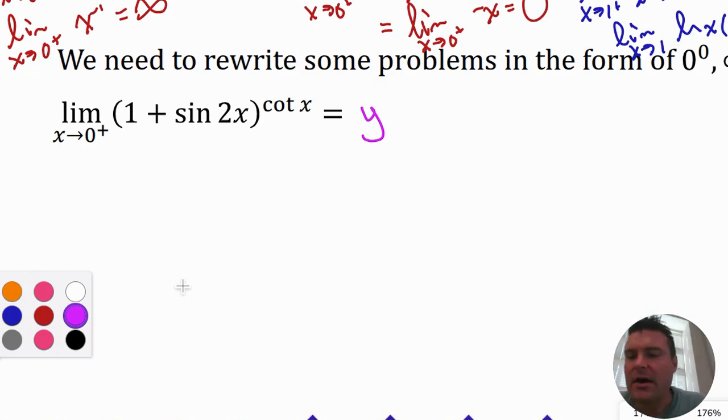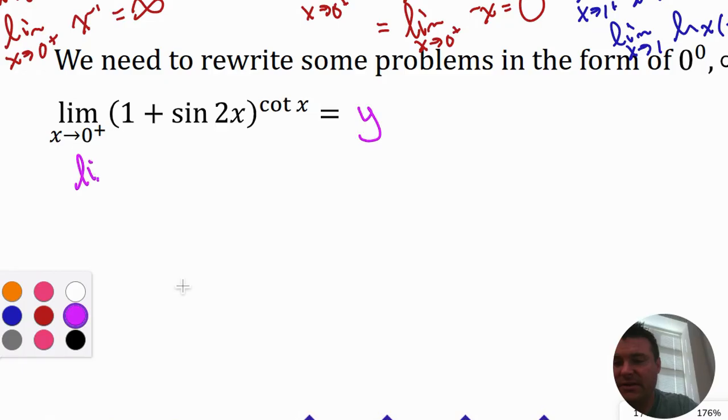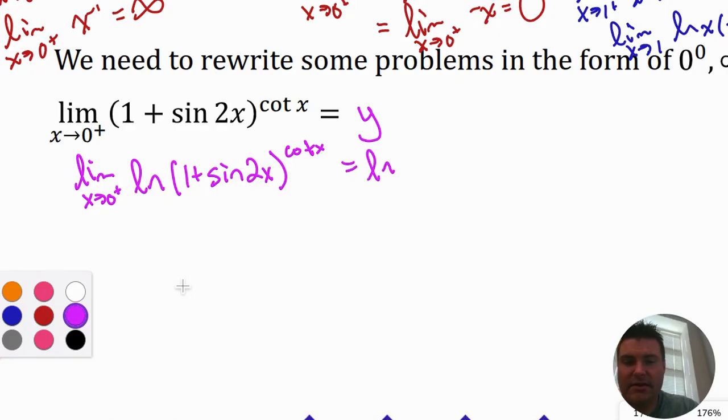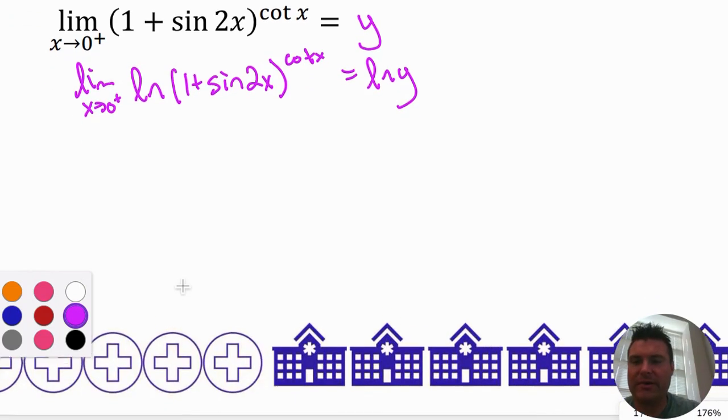Nah, I'm just kidding. What you're going to do here is use some ln properties. So we're going to use some logs here. We're going to use the ln on both sides. The whole reason is I want to get that exponent up there, that cotangent, and bring it on down. So I'm going to find ln of both sides: the limit as x approaches 0 to the right of ln of 1 plus sine 2x to the cotangent of x equals ln of y. I'm going to let that ln of y just go down with the entire problem, and I'm going to use that at the very end, so don't worry about that.